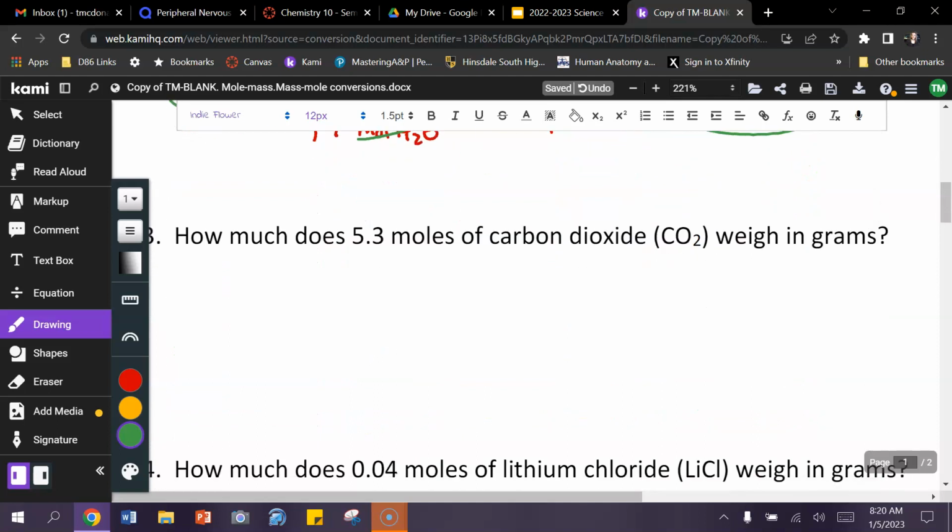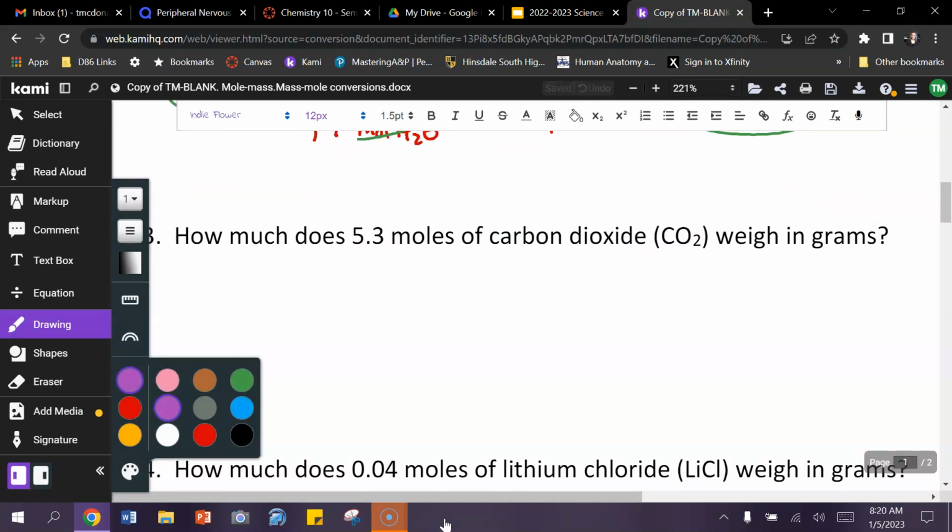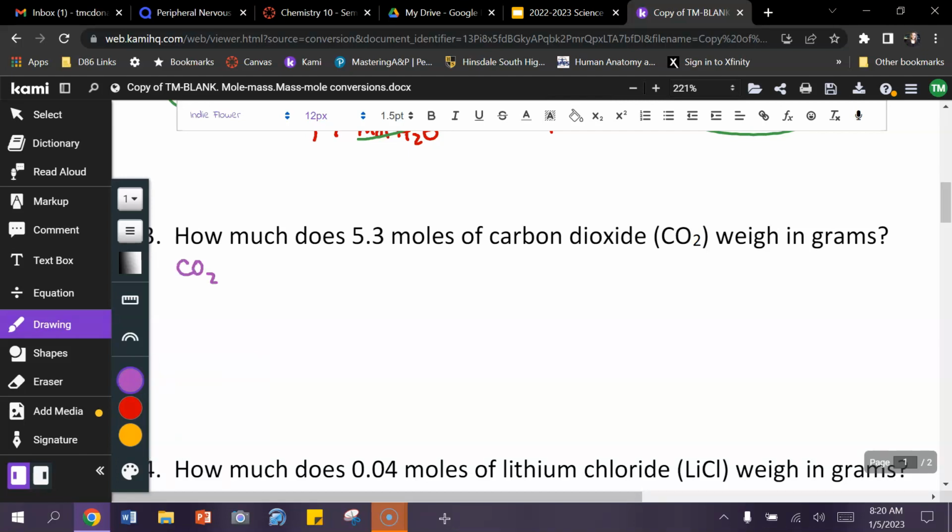Number 3, how much does 5.3 moles of carbon dioxide weigh in grams? First, find the molar mass of carbon dioxide. CO2 is equal to C plus 2 oxygen, which is equal to 12.01 plus 2 times 16, which is equal to 44.01 grams per mole.